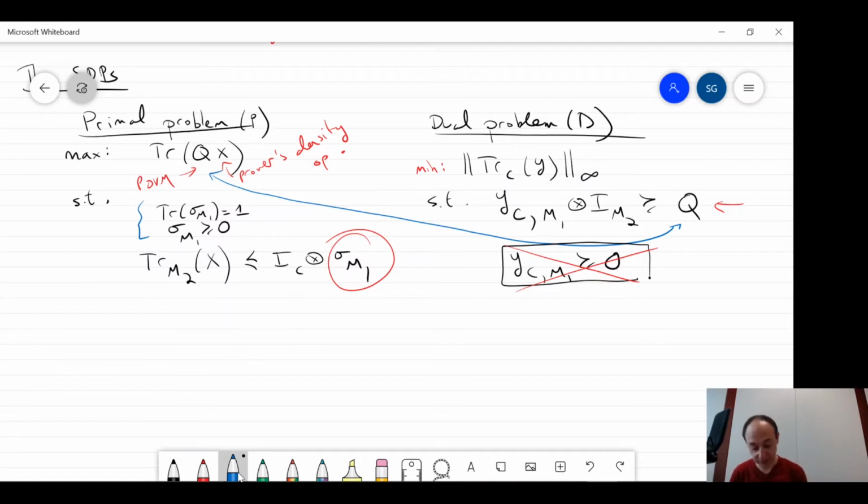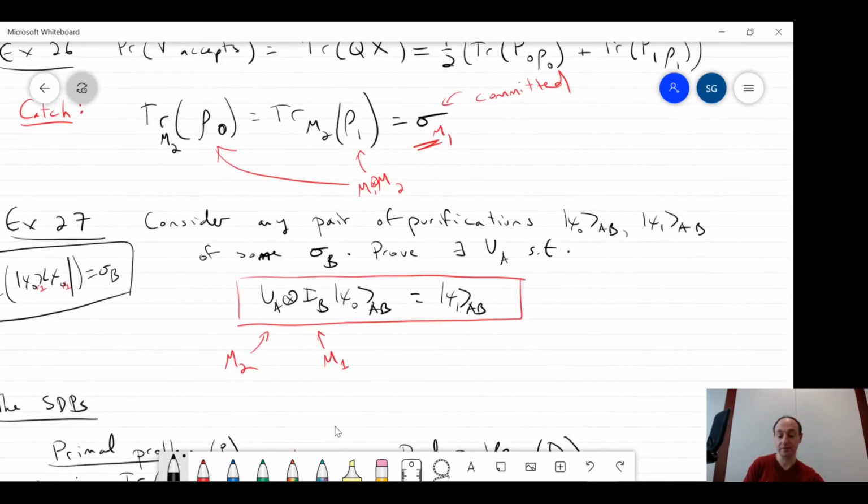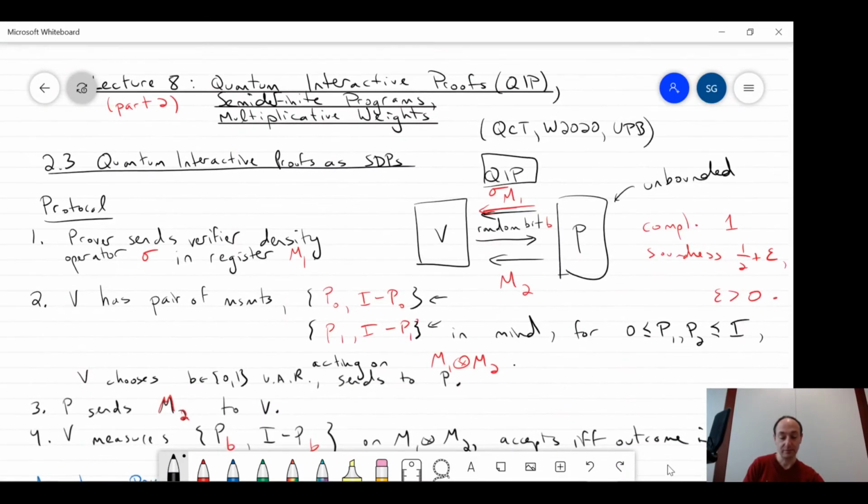Oh, sorry, I missed one constraint here. I was wondering where this went. It should be positive, right? Because ultimately it will correspond to a density operator. Okay. But notice how I'm not saying anything about the structure of x. This could be any positive operator, whereas up here, let's have a look at x, right?